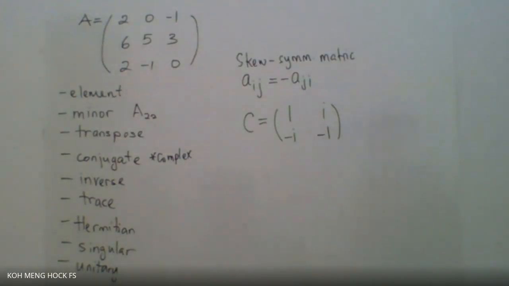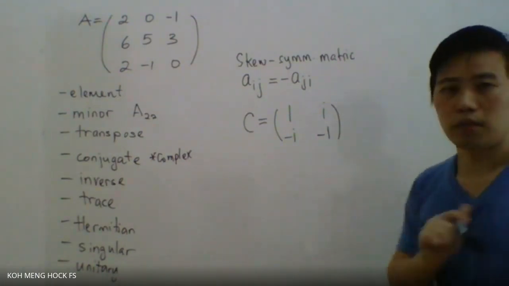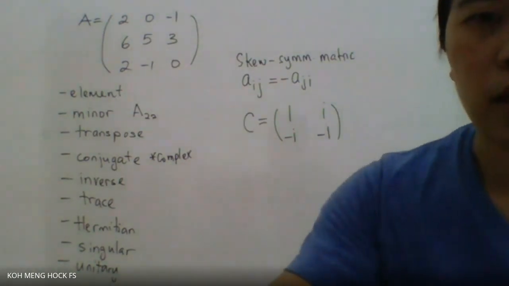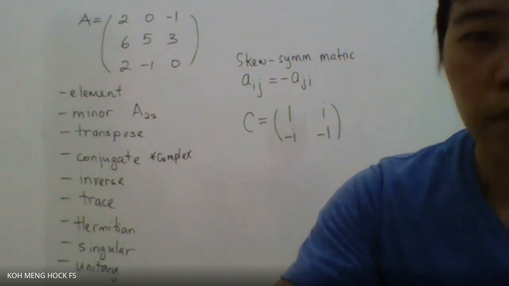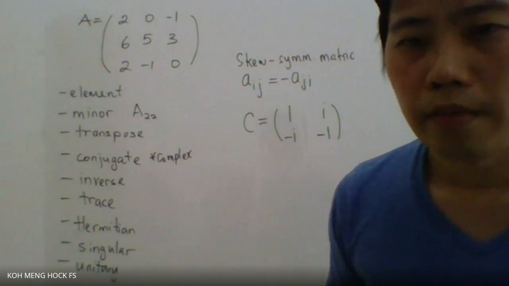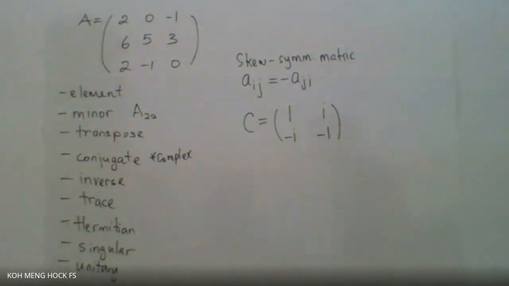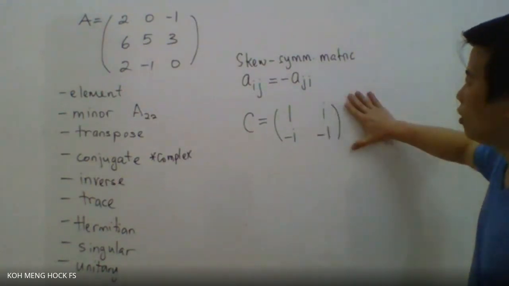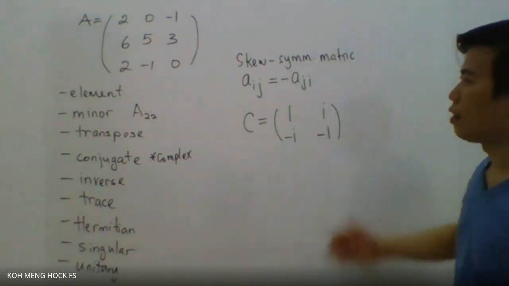Skew symmetric matrix. Sorry, I keep on hitting the symmetric word. So this is a skew symmetric matrix. Okay, can everyone follow? Okay, very good. So this is a very easy example.